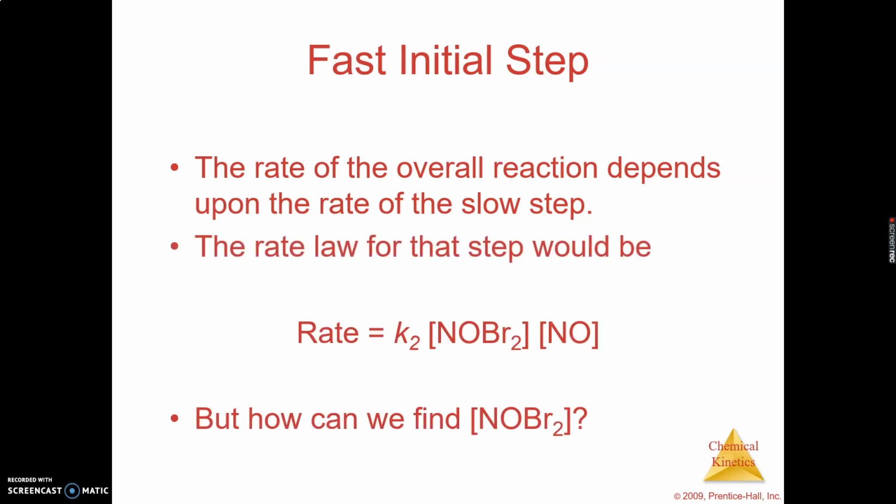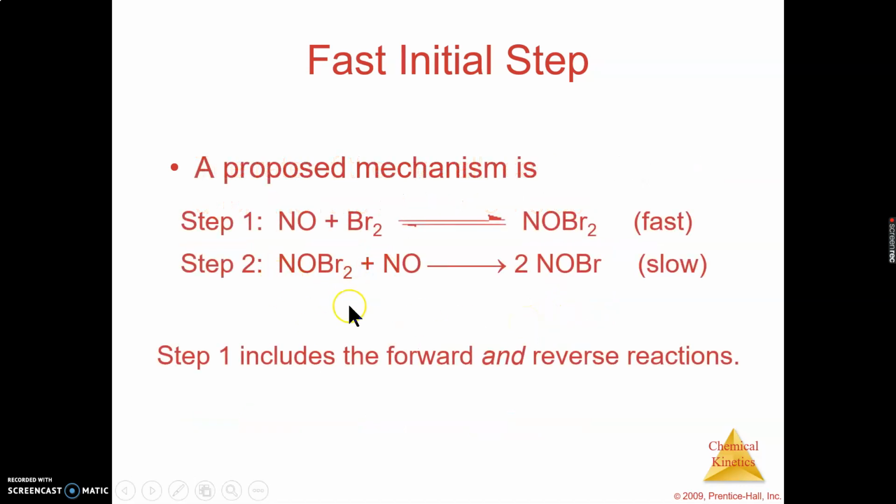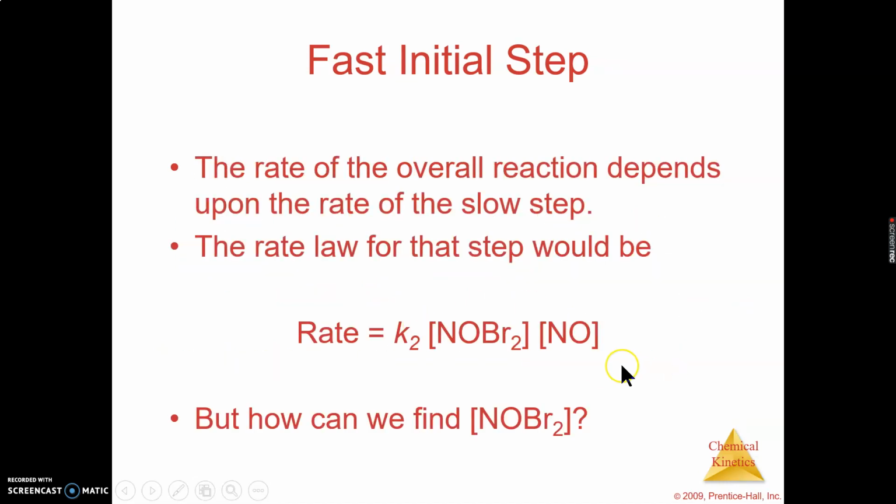So the rate of the overall reaction depends on the slow step. So they wrote the rate law of the slow step, right? Rate is K, concentration of your product or your reactants raised to a power. These powers are both 1. Because if we go back here, the coefficients here are both 1. So this is the slow step. They wrote the rate law in terms of the slow step. But this doesn't help us.